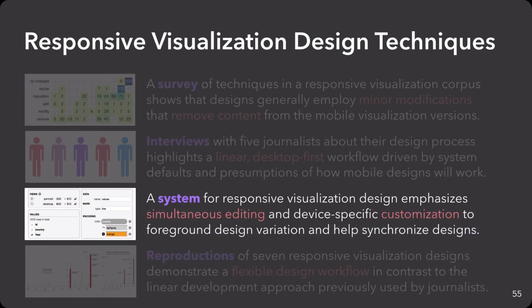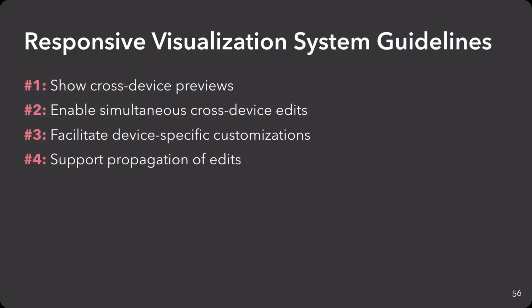Based on the survey and interviews, we identified 4 key design guidelines for a new visualization authoring system focused on responsive visualization design. The system must be able to show cross-device previews of changes and design decisions, enable simultaneous cross-device edits, facilitate device-specific customizations to the design, and support propagation of edits between designs for different devices. I will talk through these techniques more with a demo of our system based on the New York Times visualization showing the cost of natural disasters.